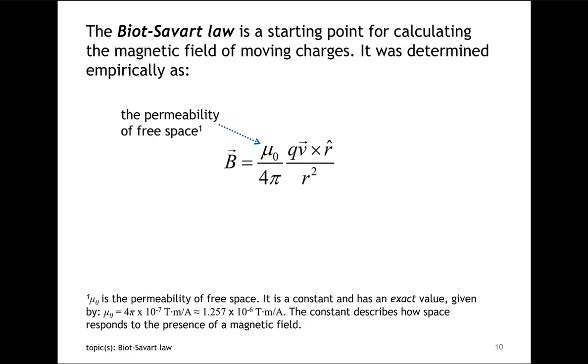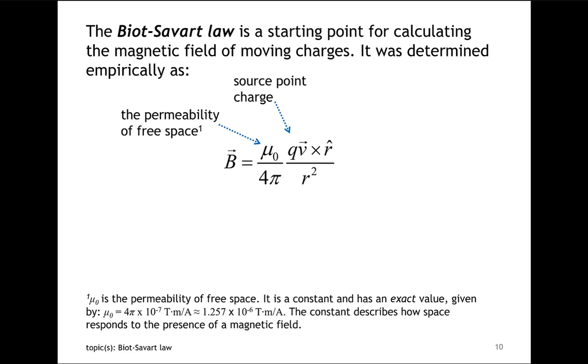Mu naught serves for magnetic fields much like epsilon naught, the permittivity of free space, serves for electric fields. Epsilon naught corresponds to static charges generating electric fields. Mu naught corresponds to moving charges generating magnetic fields.